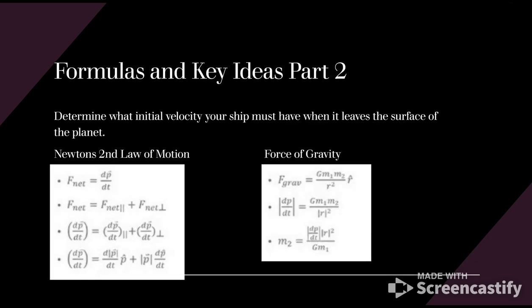The formula and key ideas for part 2. We're going to determine what initial velocity the ship must have when it leaves the surface of the planet, and we're going to use the same formulas to figure this out.